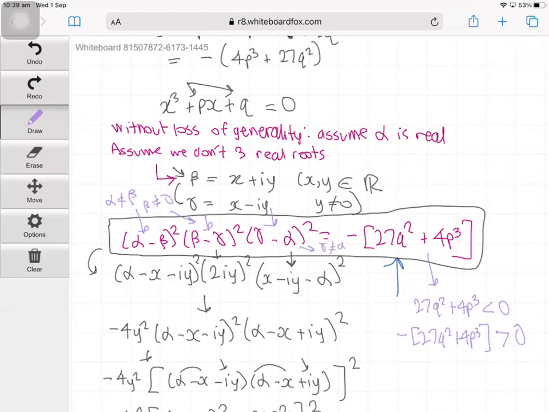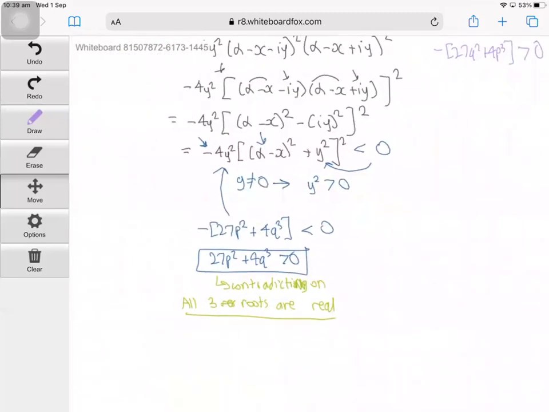So we've finally proven the 3 roots of this cubic are all different and are real numbers. That concludes the proof for this HSC final question.